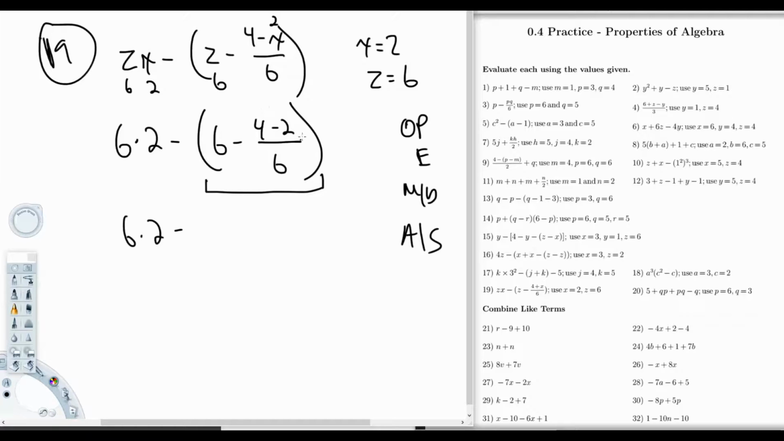We have to solve for this first, and every time we have a division like this, we have to solve the numerator and the denominator, then divide. So 4 minus 2 equals 2. So 6 minus 2 over 6. 2 over 6 is really saying 2 divided by 6. Let's reduce this to the lowest terms. If I divide the top and the bottom by 2, I will get 1/3. So that is 6 times 2 minus 6 minus 1/3, because I just divided the top and the bottom by 2. This is a fraction, we can do that. So we have 6 minus 1/3.